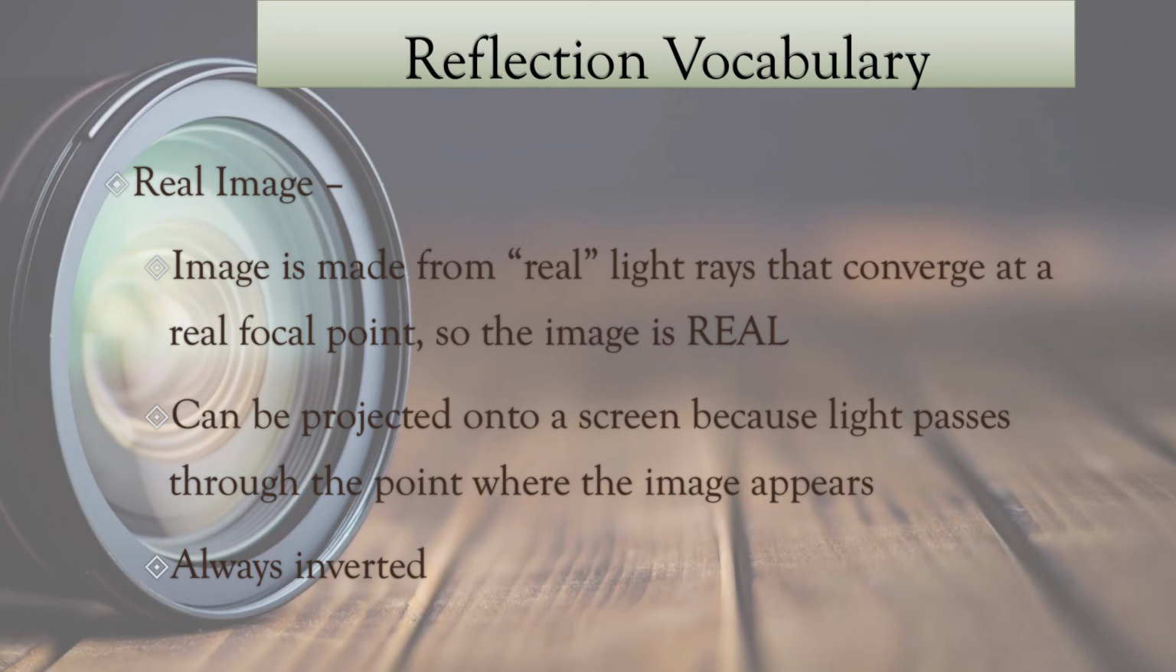It can be projected onto a screen because light passes through the point where the image appears. If we want to see it on a screen, we can, because the light actually passes through the point where the image appears. Okay, whenever you see it on the screen, it is always inverted.